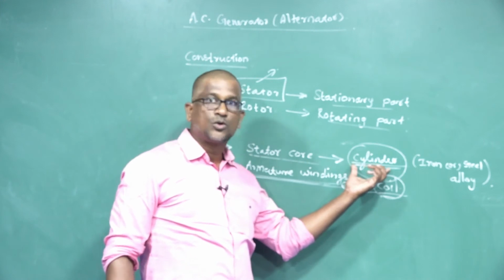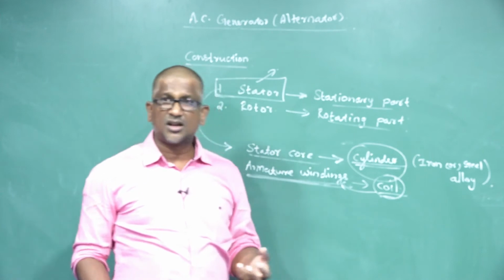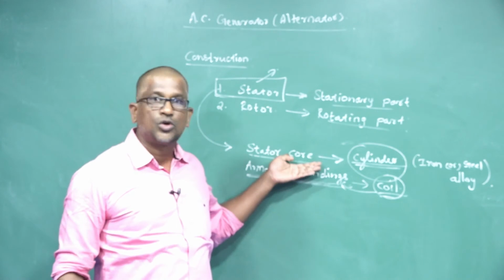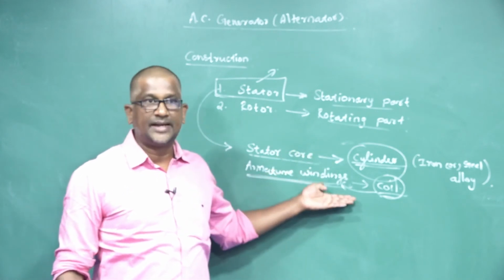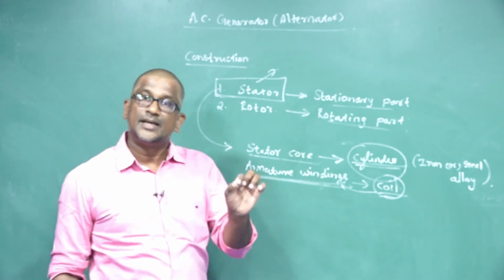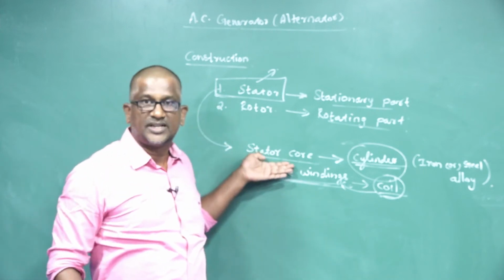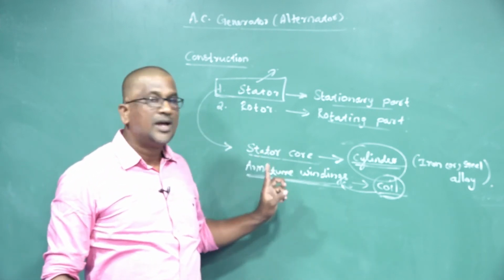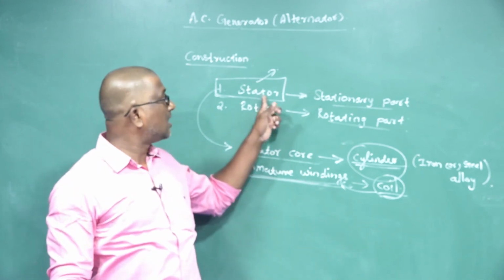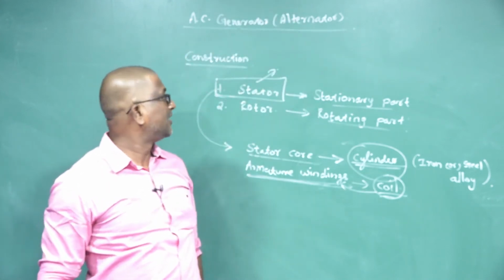Stator core is a cylindrical core which is made up of either iron alloy or steel alloy, and a large number of slots are cut in the inner surface of the stator core in order to accommodate the armature winding. The armature windings are nothing but rectangular coils, placed in the slots made at the inner surface of the stator core. So these two are the main components of a stator. Stator is one of the major parts of an alternator.